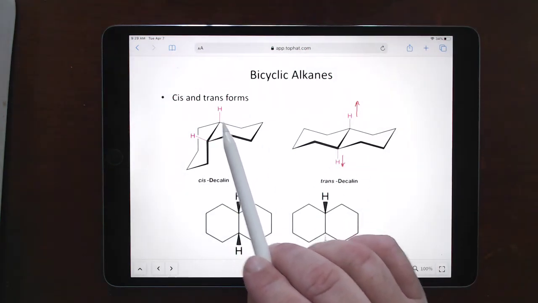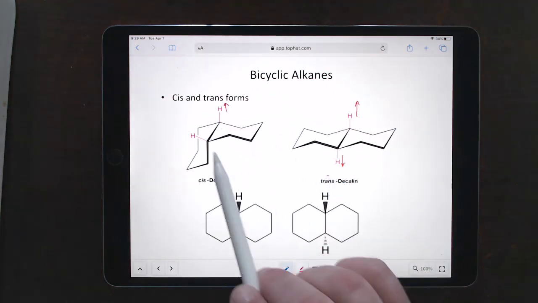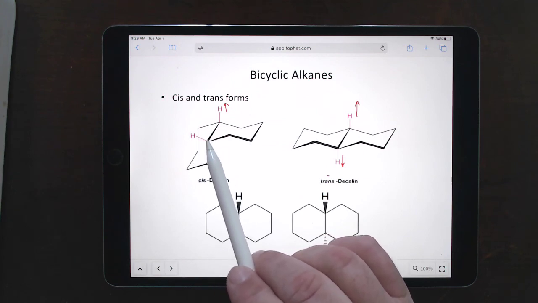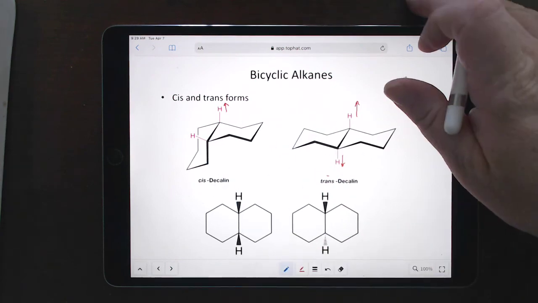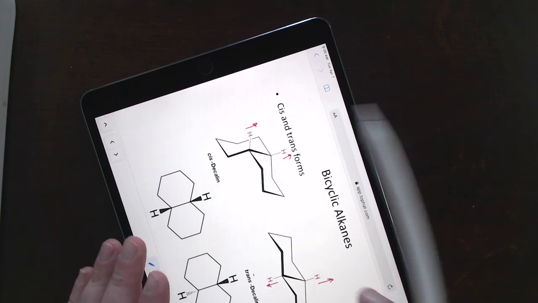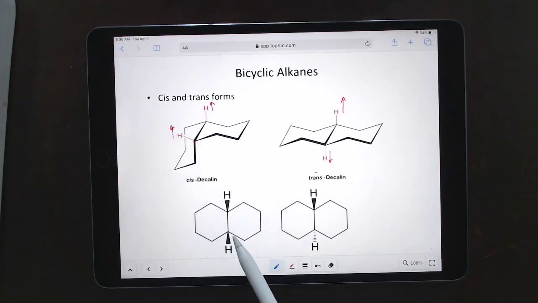Here, this hydrogen is above the carbons, and so this one's up. So if you look at it from the side here, this is up compared to the other carbons, like that, and so this one is also up. So that's why these are both up. So that's why it's cis.